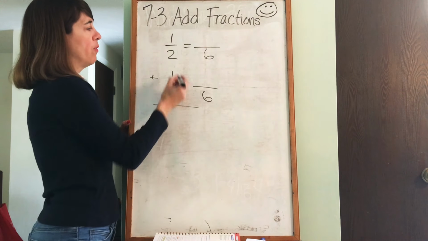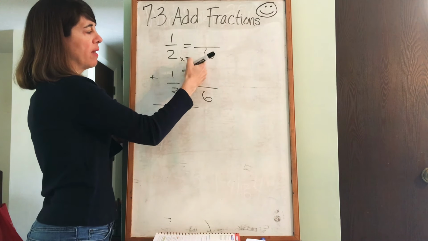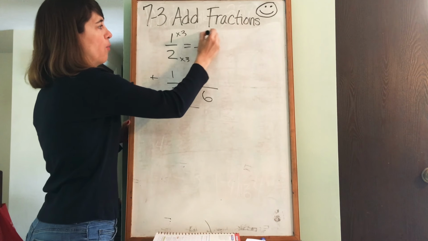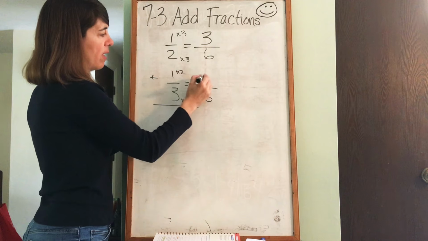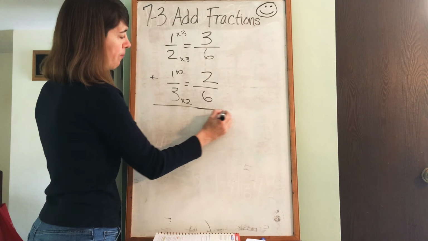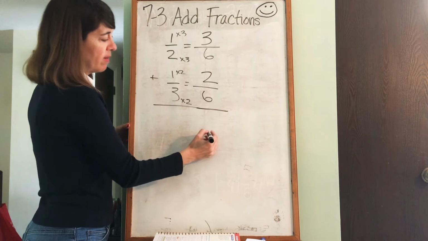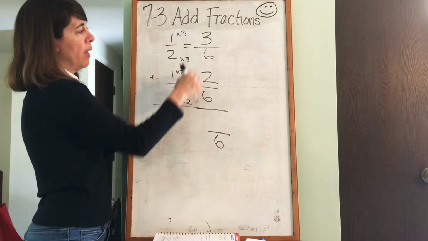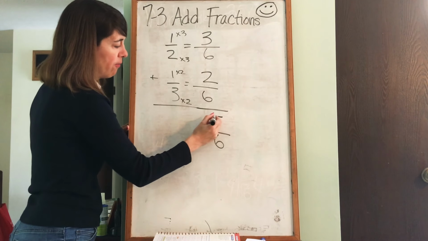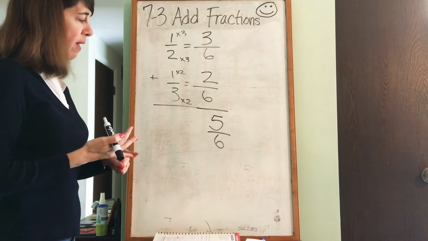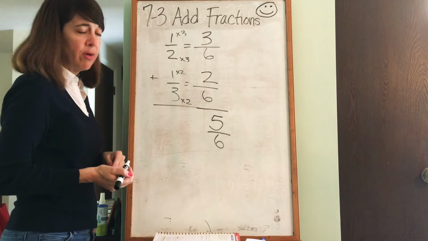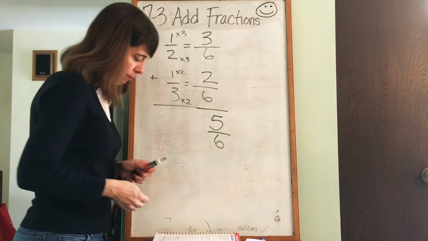Again, we're going to find equivalents. This is times 3 to get to 6, so this is times 3, and we get 3. This is times 2 to get to 6, and so this is times 2, and we get 2 here. Okay, of course we're keeping 6 as our denominator, and then 3 plus 2 is 5, 5/6. That is not an improper fraction. It is not anything that needs to be simplified, so you're already at your answer.